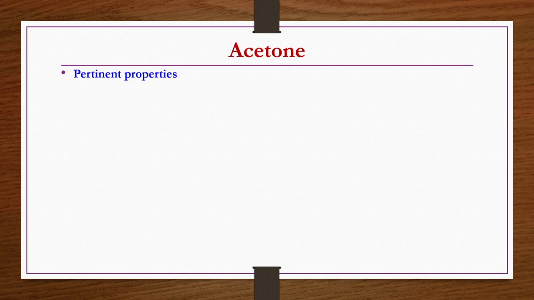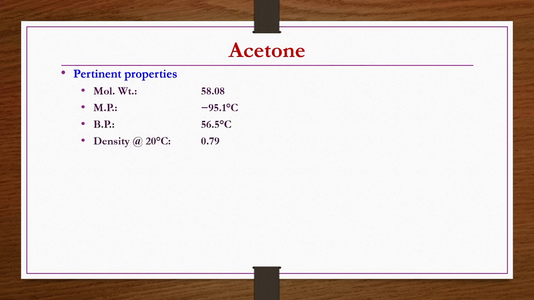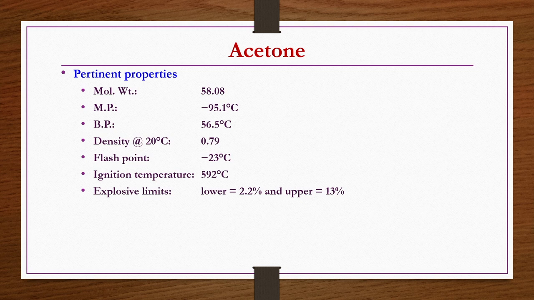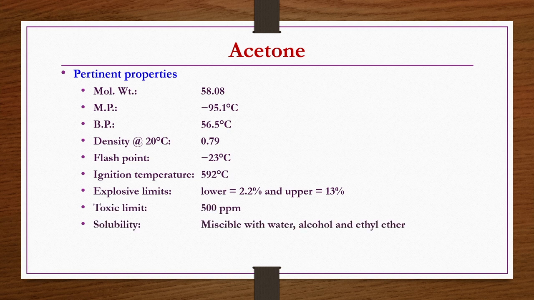Now we discuss production of acetone from this isopropyl alcohol or isopropanol. Before going into the production of acetone from the isopropanol, we see the pertinent properties of acetone. Molecular weight 58.08, melting point -95.1 degree centigrade, boiling point 56.5 degree centigrade, density at 20 degree centigrade is 0.79, flash point -23 degree centigrade, ignition temperature 592 degree centigrade, explosive lower and upper limits are 2.2 and 13% respectively, toxic limit is 500 ppm, soluble in water, alcohol and ethyl ethers.